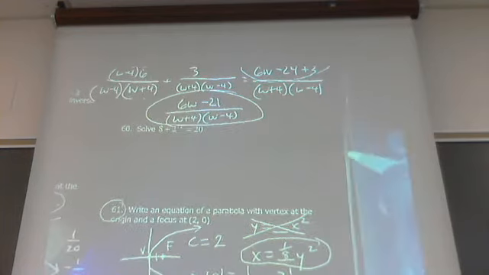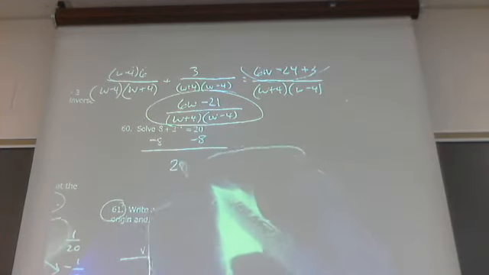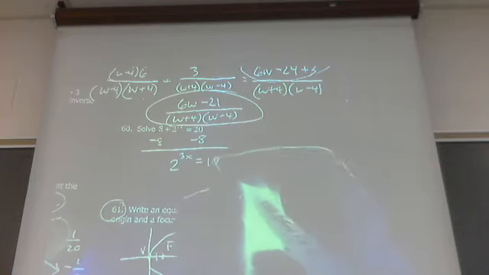For 60, I would subtract 8 to start with, giving myself 2 to the 3x equals 12.